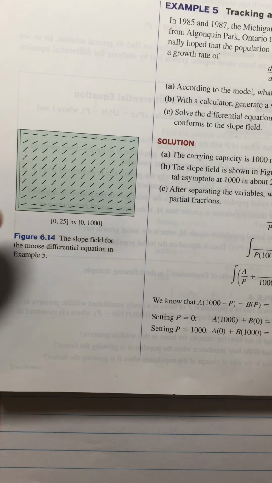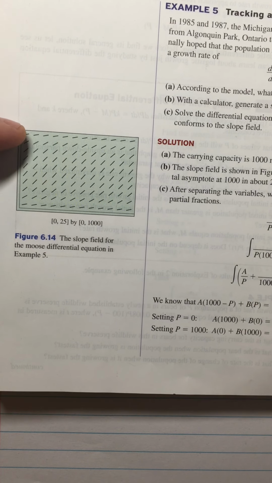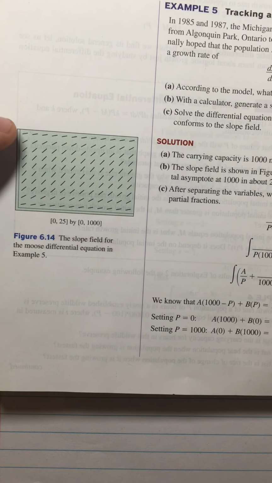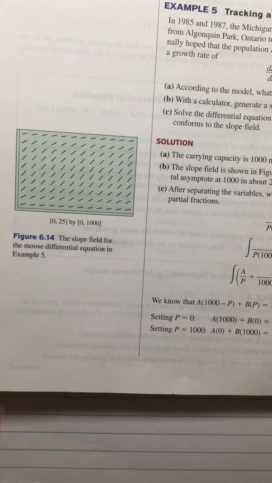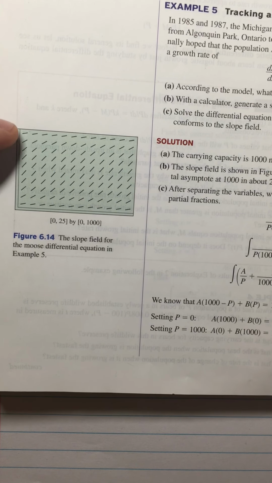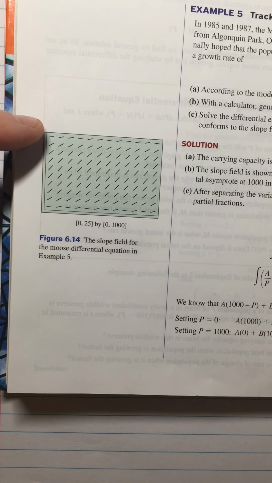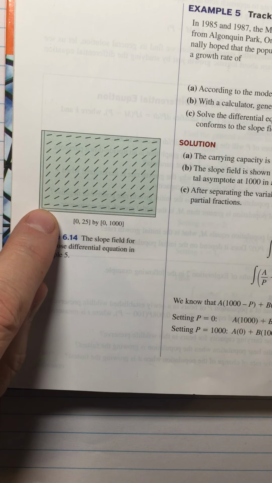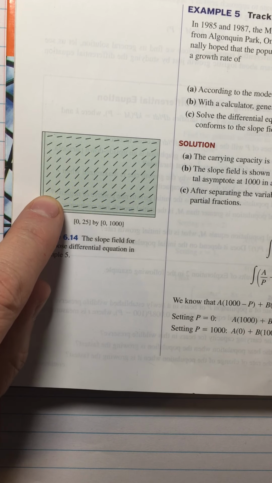And then other things that you can notice about this: up here at the top of the graph, because this is 0 to 1,000, this is 1,000 up here. It would be nice for them to label that, but they didn't. This is 1,000 up here, at the top. So if you look at the rates of change, this is shallow, a little steeper, a little steeper.